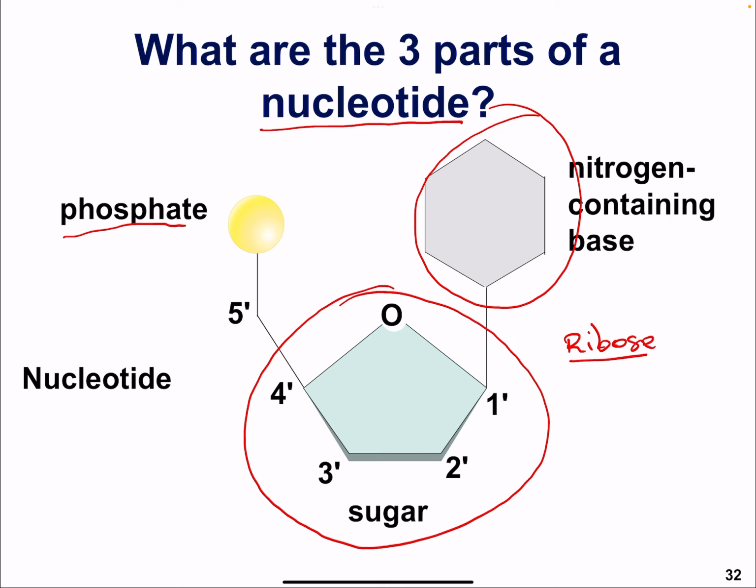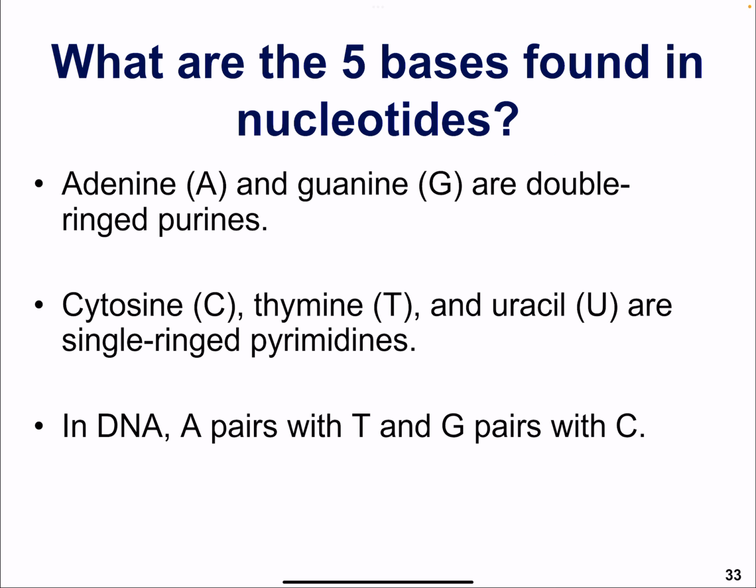That is the 5-carbon sugar that is found in RNA, while the 5-carbon sugar found in DNA is called deoxyribose. I want you to remember that. Deoxyribose in DNA, ribose in RNA.